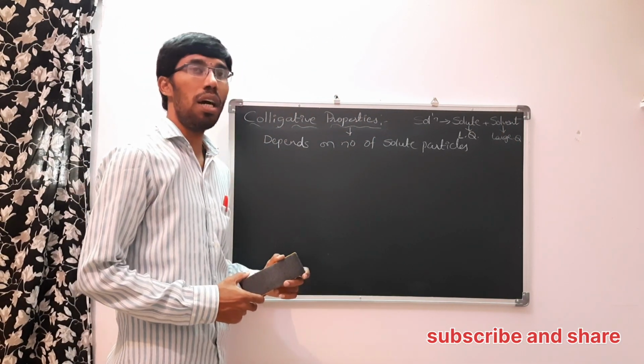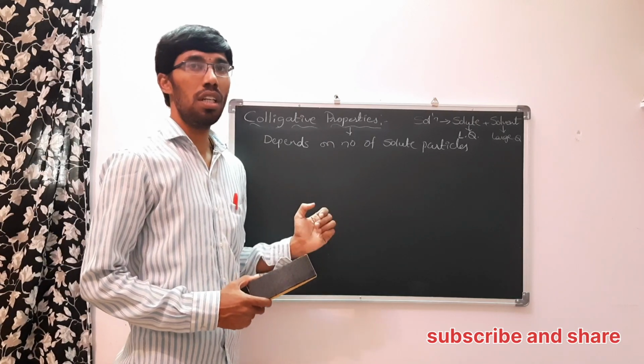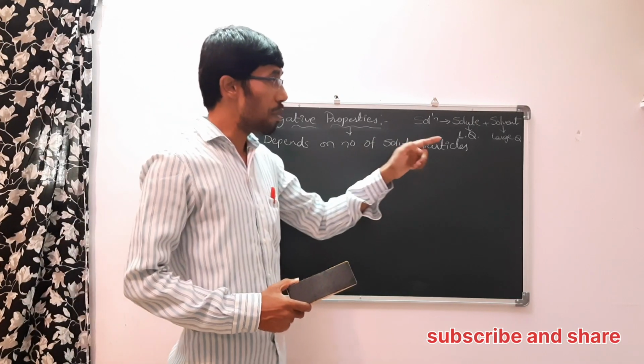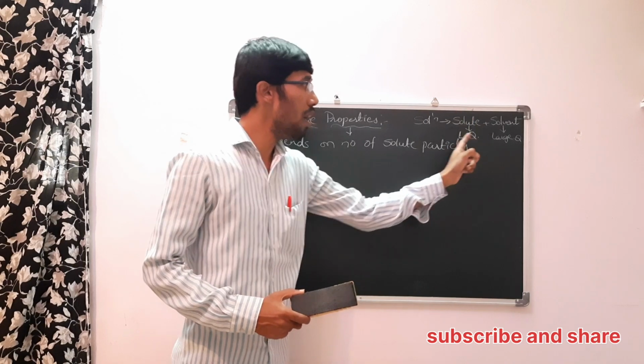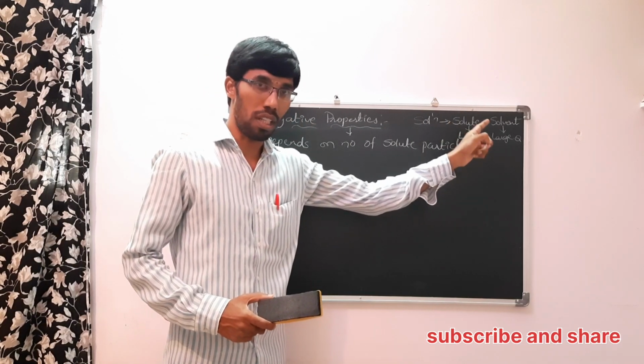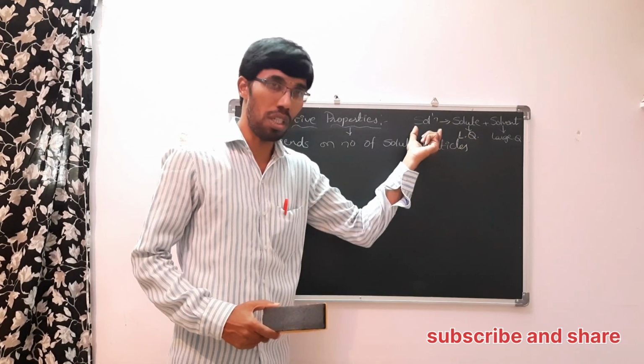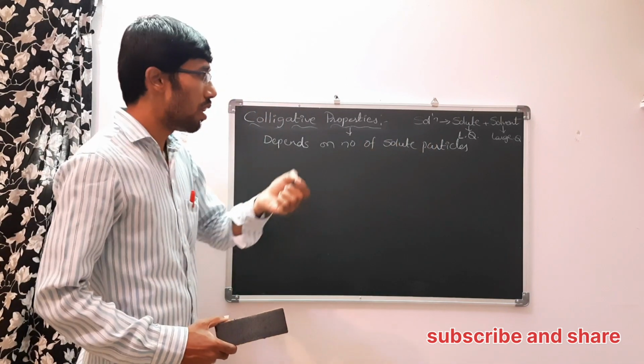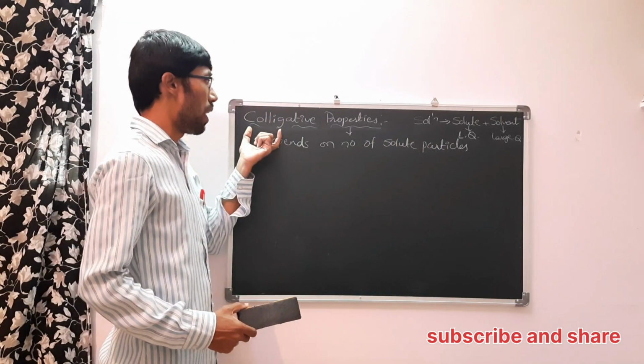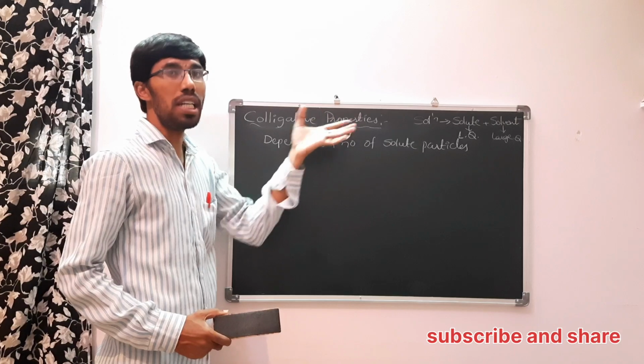When you observe the properties of a solution, if those properties depend on the number of solute particles present in the solution, then that type of properties are known as colligative properties.